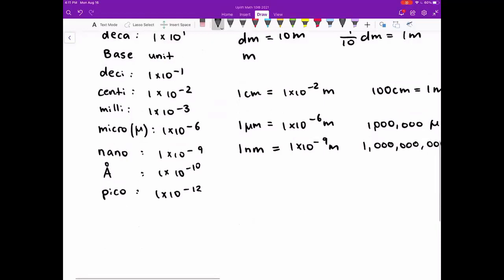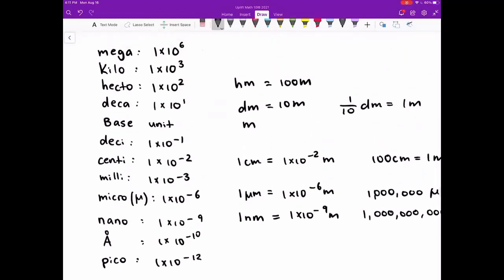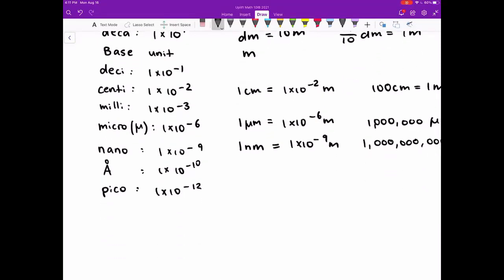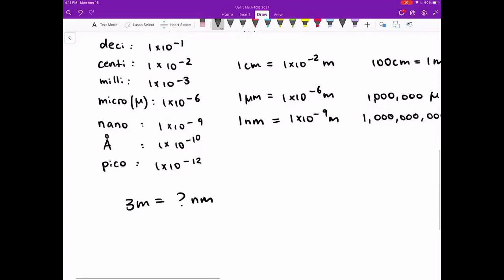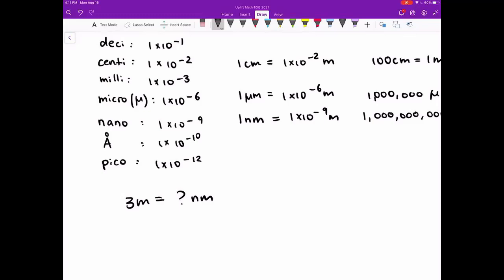Yeah, sure. Which one? We can convert 3 meters to how many nanometers. I think that one's quite easy though. So 3 meters equals how many nanometers? 3 billion? Yeah, good job. Yeah, 3 billion.